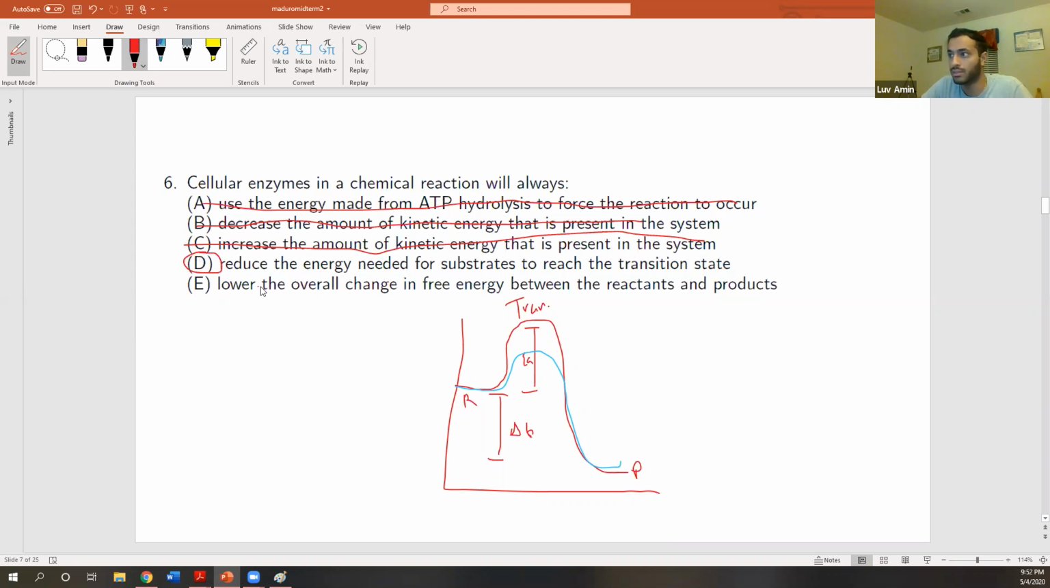E is saying lower the overall change in free energy between reactants and products. So the number one rule when you talk about enzymes is that they don't change the delta G, okay? So delta G is not affected at all. Because if you look at this graph right here, delta G is down here. Enzymes only affect the activation energy, right? So just remember that delta G stays the same no matter if you add enzymes or not, okay? So in this case, they're changing activation energy, so D.